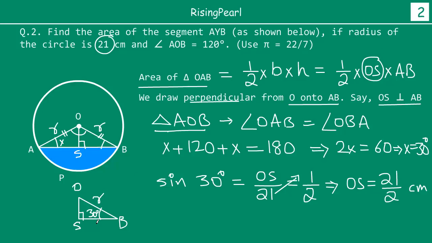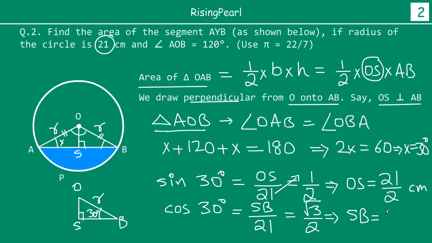So we have found out OS that we need to know. Similarly, if we take cos 30 degrees, that will be adjacent side divided by hypotenuse. So cos 30 degrees will be SB divided by the hypotenuse, which is 21, the radius. Now we know cos 30 degrees is actually square root 3 by 2. In other words, SB is equal to square root 3 by 2 times 21 centimeter.